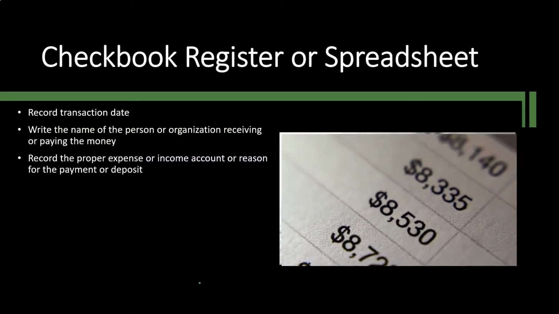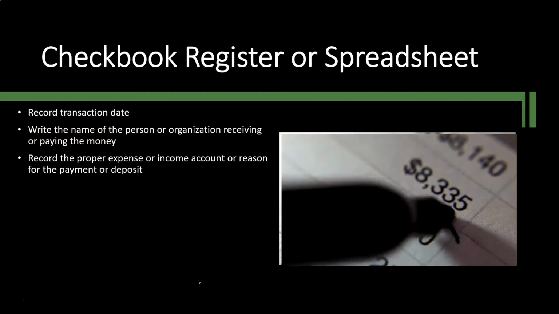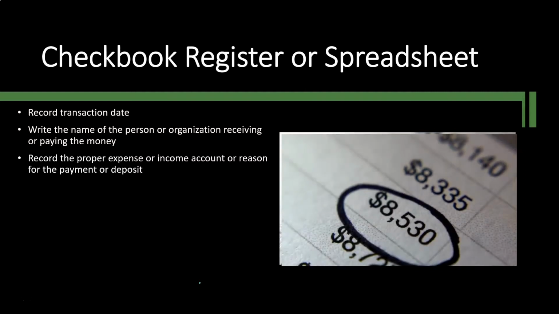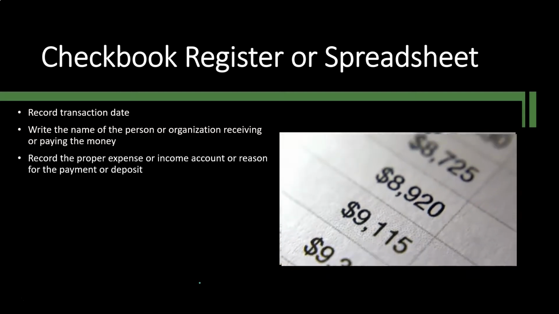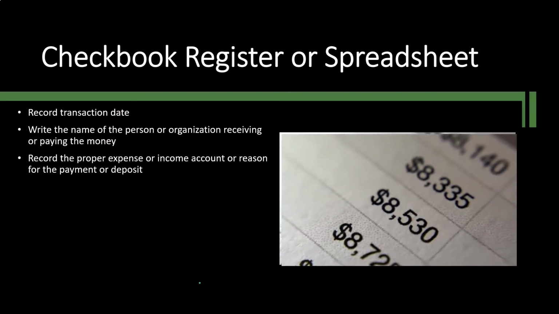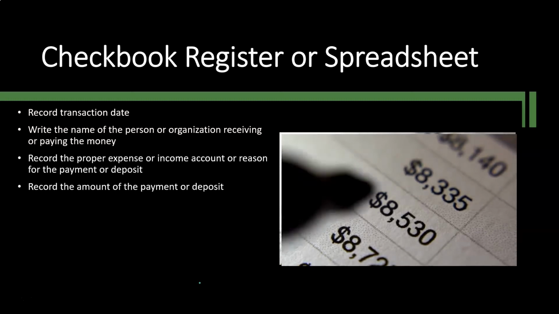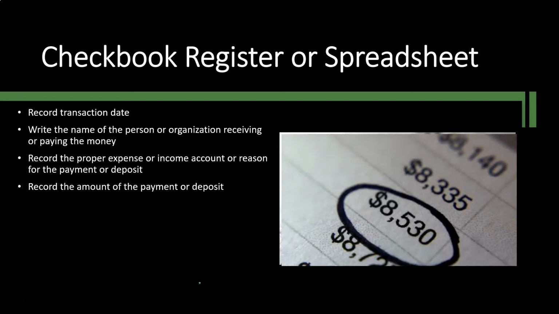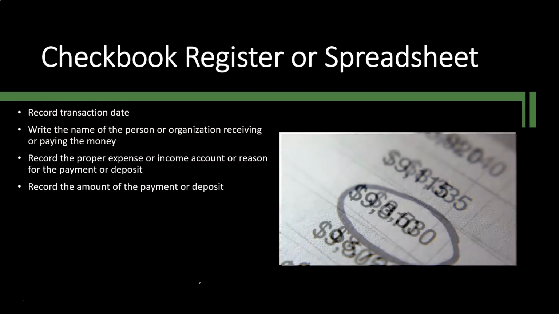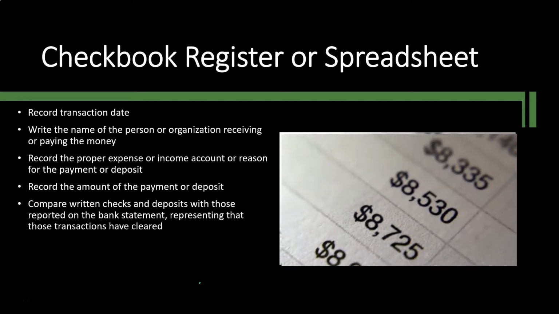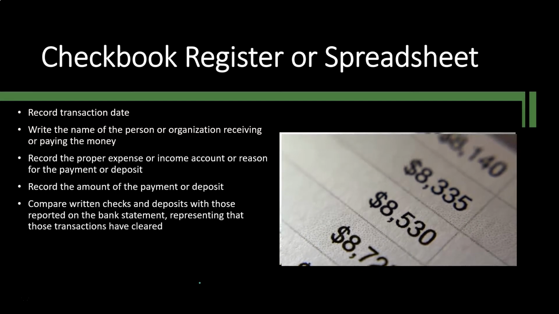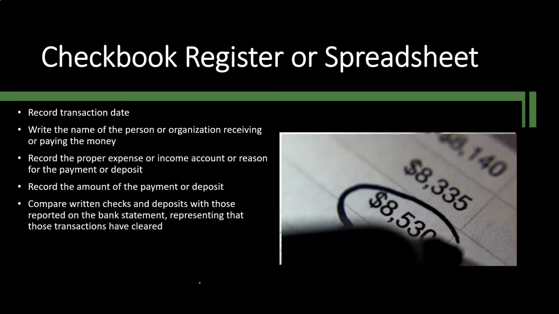Especially if you take this information and give it to somebody else who might be helping you do the bookkeeping, then you want to make sure that you log the reason so they can convert the vendor that you paid to the expense account to record it in the bookkeeping as an expense line item. Record the amount of the payment or deposit. Compare written checks and deposits with those reported on the bank statement, representing that those transactions have been cleared.